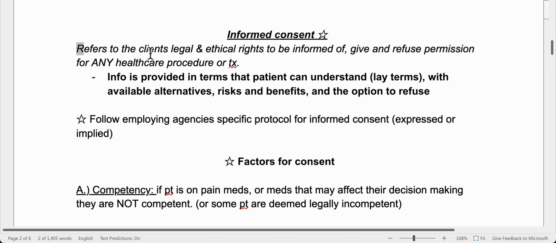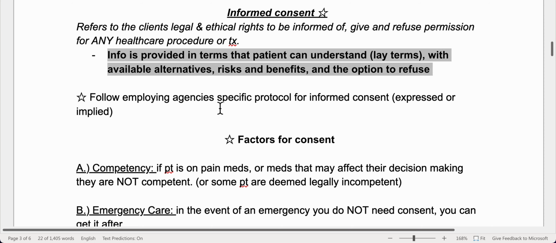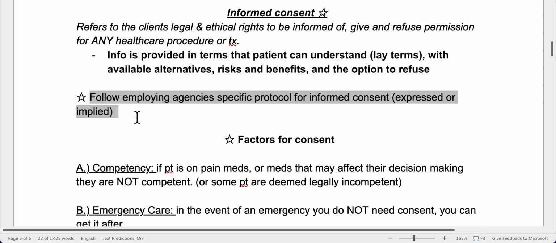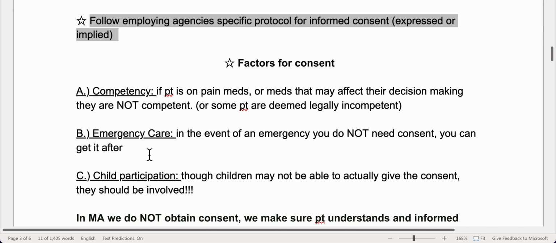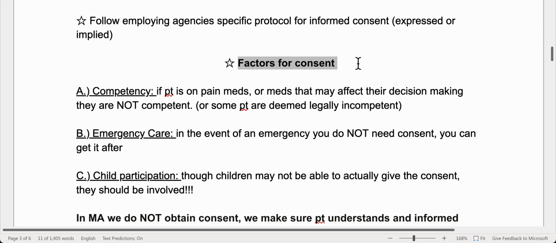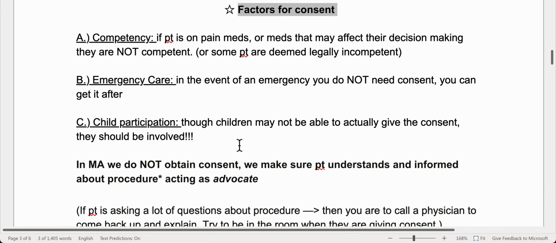Informed consent refers to the client's legal and ethical right to be informed of, give, and refuse permission for any healthcare procedure or treatment. Info is provided in terms that the patient can understand, lay terms, with available alternatives, risks and benefits, and the option to refuse. Follow the employing agency's specific protocol for informed consent, expressed or implied. Factors for consent.